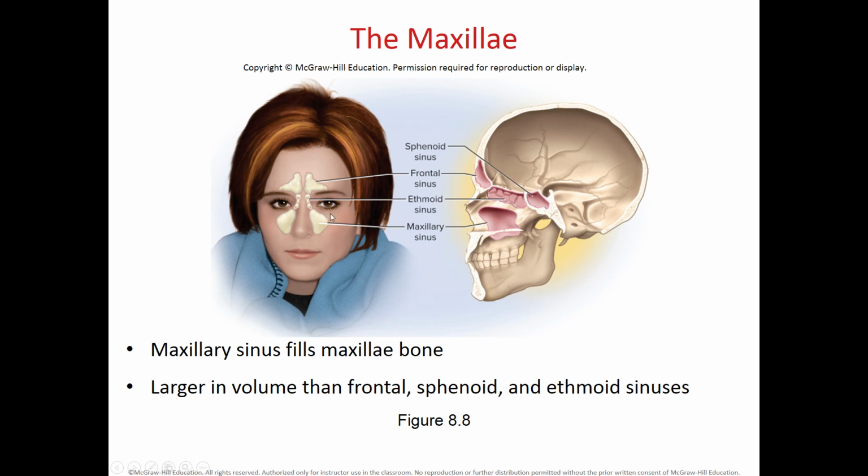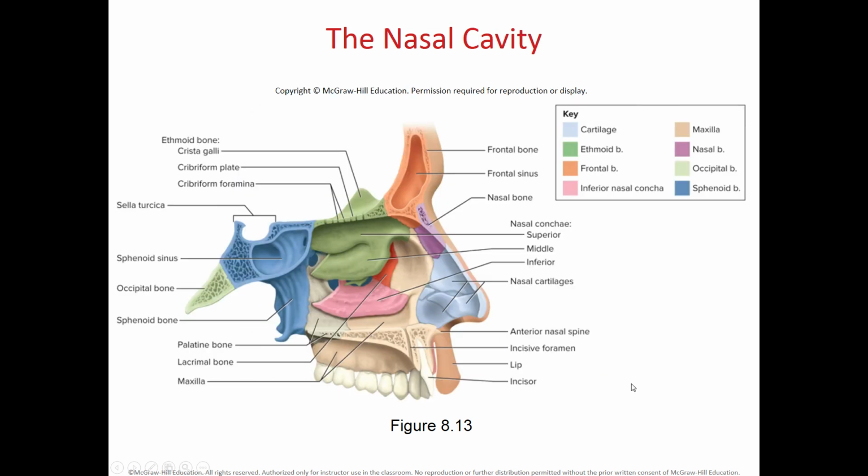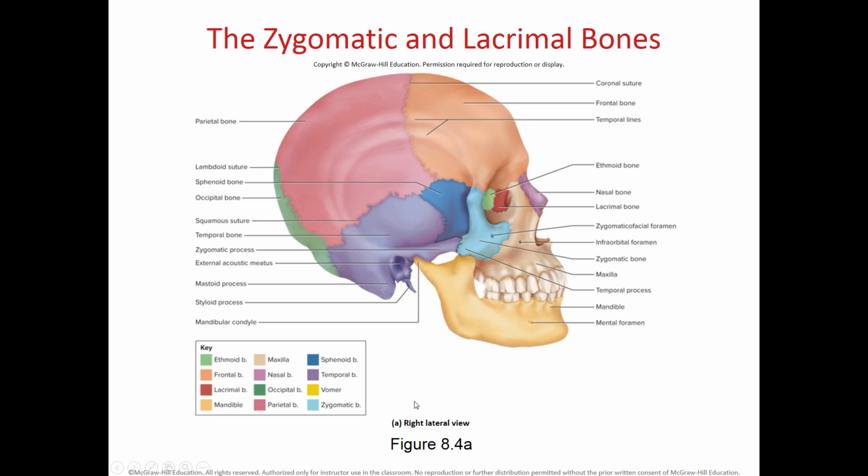Inside the maxilla, we have these sinuses that are called the maxillary sinuses. These are the largest sinuses, and they are larger than the frontal, the sphenoid, and the ethmoidal sinuses. We already saw this, but this is just to show you the hard palate formed by the maxilla and the palatine bones. And this is part of our alveolar processes.